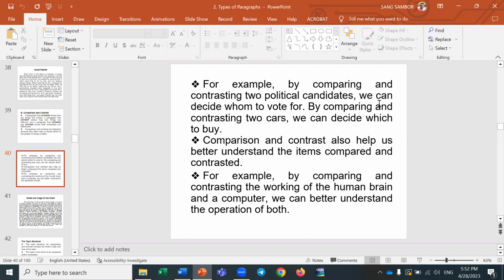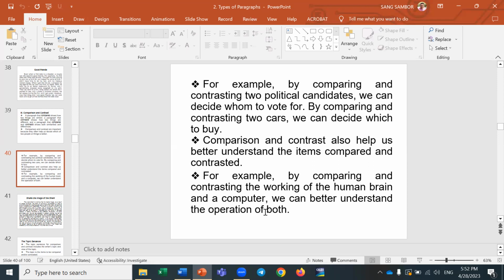Next one, comparison and contrast also help us better understand the items compared and contrasted. For example, by comparing and contrasting the workings of the human brain and the computer, we can better understand the operation of both. You see, comparison is important.